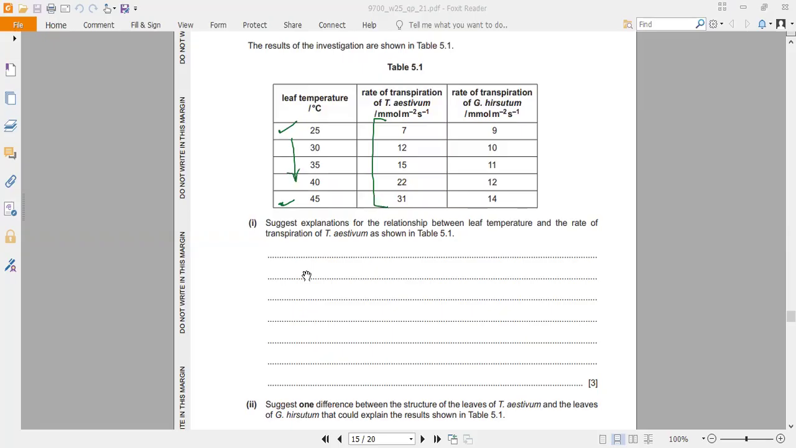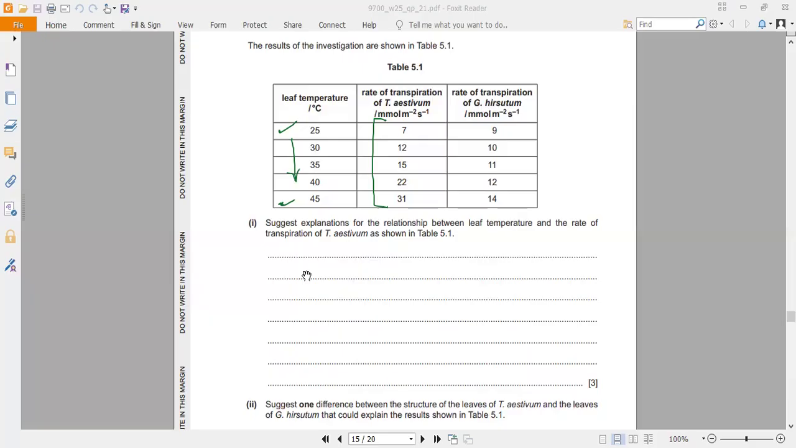Now the question is: suggest explanations for the relationship between leaf temperature and the rate of transpiration of Triticum aestivum as shown in table 5.1. So why does transpiration increase with temperature? First of all, we must know that it is increasing, because we have to explain the relationship between them. As the temperature rises, water molecules inside the leaf gain more kinetic energy. This causes them to move faster and change state from liquid water to water vapor more rapidly within the spongy mesophyll air spaces.